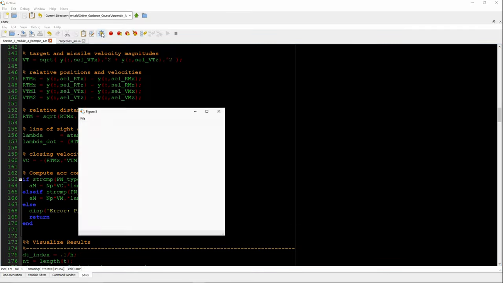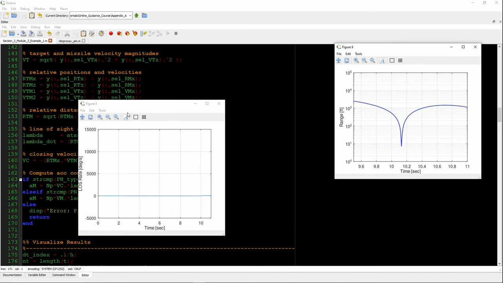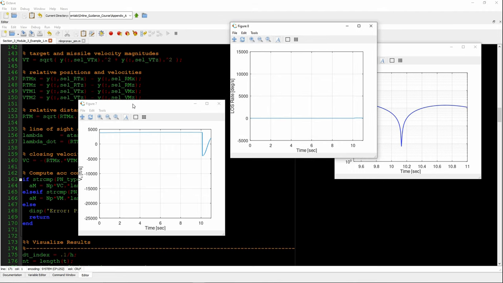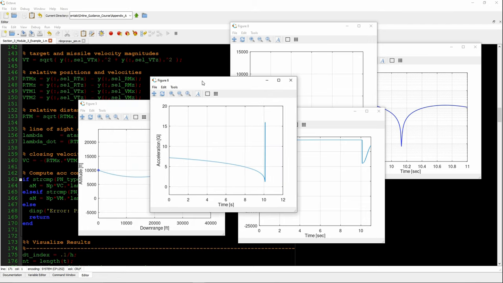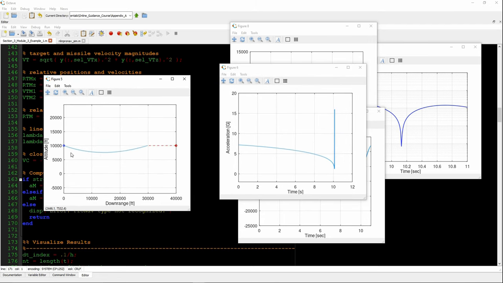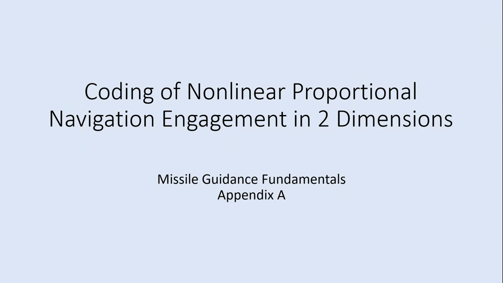Direct post-processing of the solution data allows us to plot many of the key variables associated with this engagement. Here's range versus time, the line of sight rate versus time, closing velocity, the acceleration commanded by the ProNav law, and then the vertical and horizontal position of the pursuer and target. Refer to section 3 for further details on the analysis and theory of this engagement.